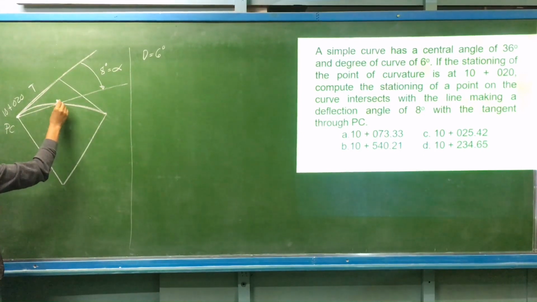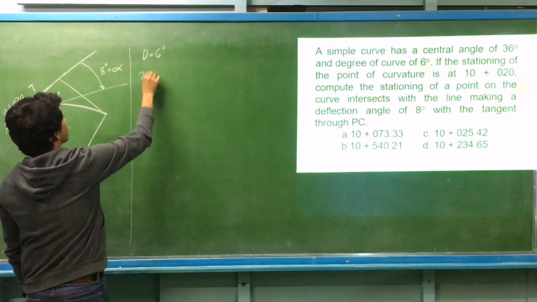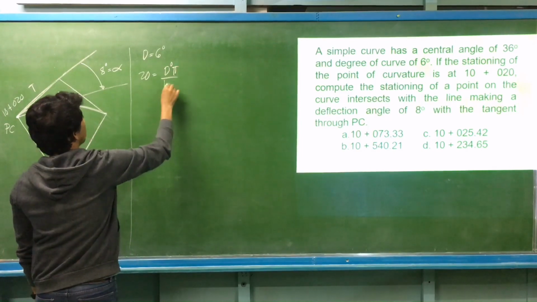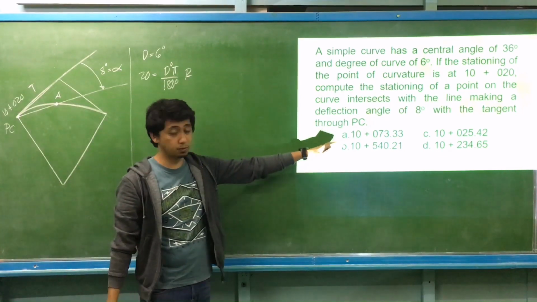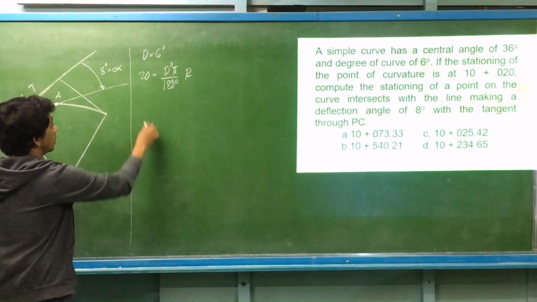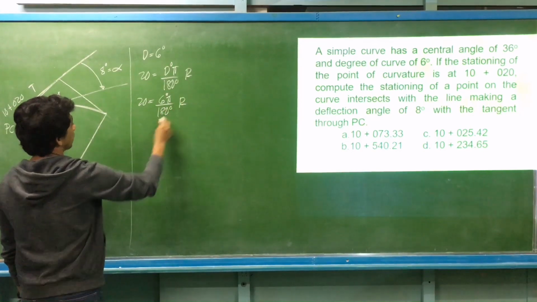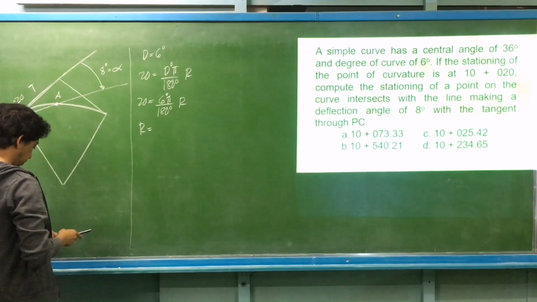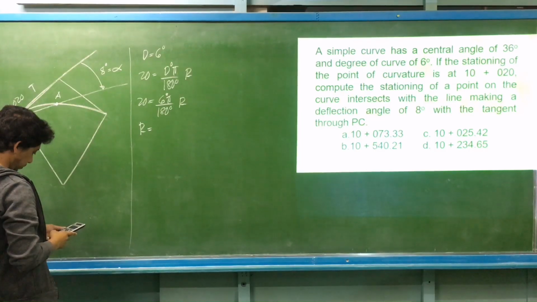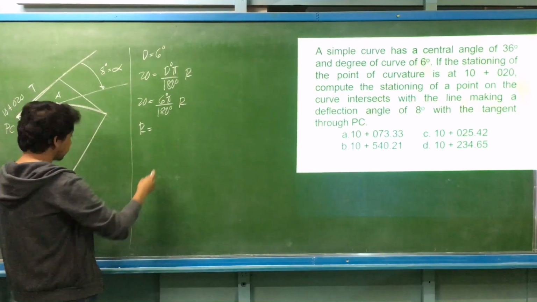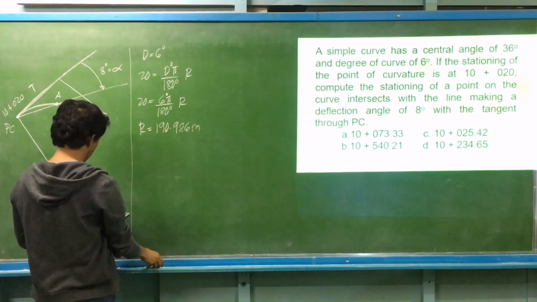Okay, hinahanap yung stationing ng point na to. Let's say this is point A. Let us first determine the radius of the curve. So 20 is equal to the degree of the curve, pi divided by 180 degrees times the radius. Arc basis, usually kapag walang given na kung anong basis yung gagamitin, usually arc basis. So this is 20 is equal to 6 pi divided by 180 degrees times the radius. So ano yung radius ng curve? So we have the radius of the curve is equal to 190.986 meters.